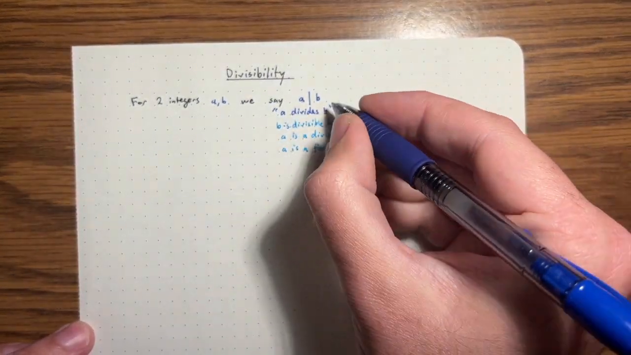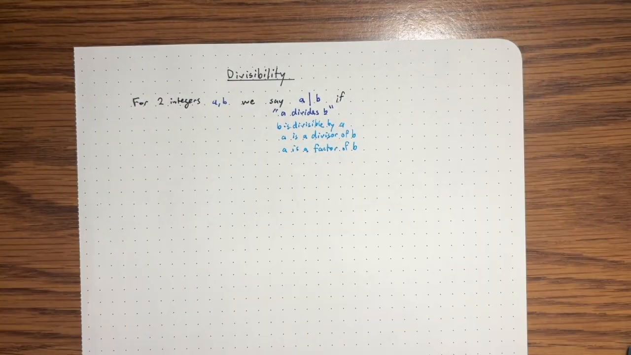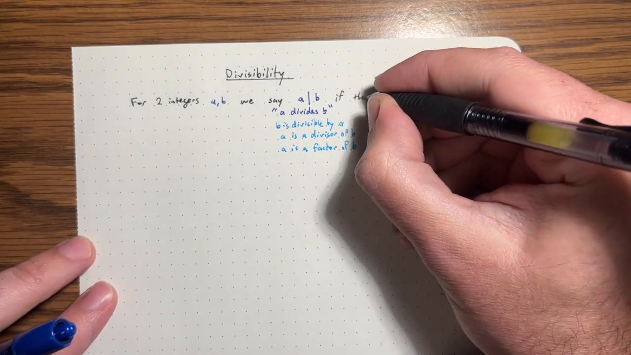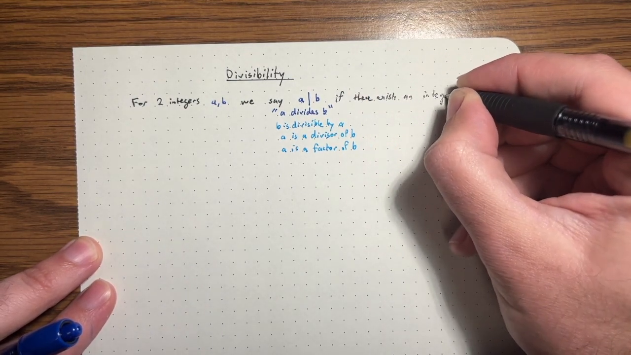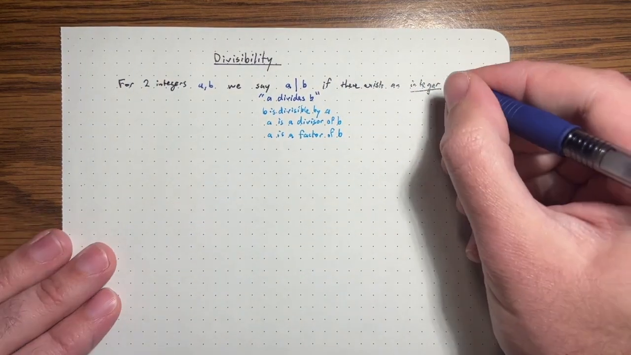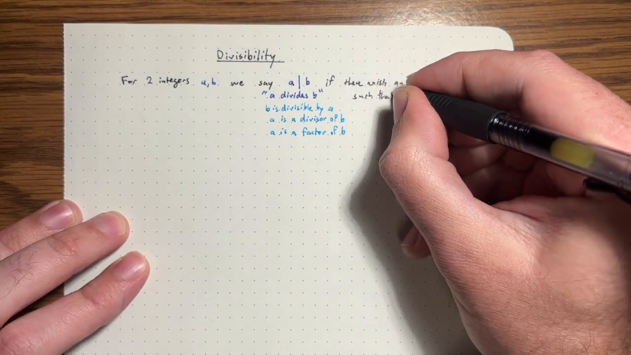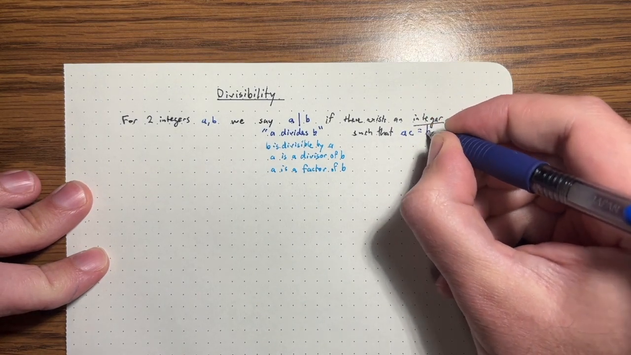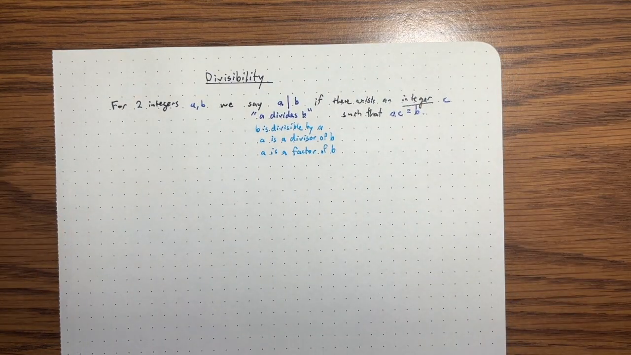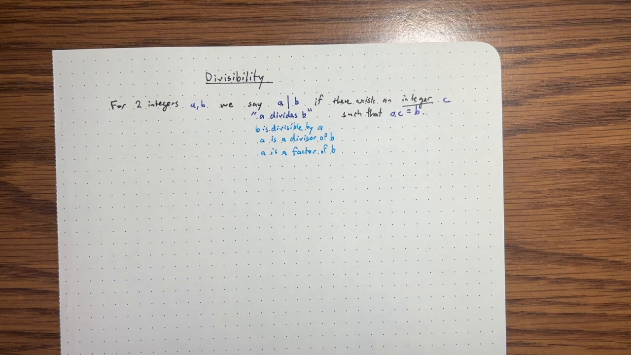What does this mean in mathematical symbols? So we say a divides b if, let's do this very carefully, there exists an integer, underline that because that's really important, an integer c such that a times c equals b. Okay, in that order. It's very important that c is an integer. It's not allowed to be a fraction or anything like that.